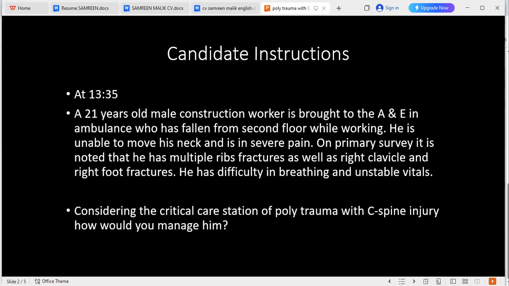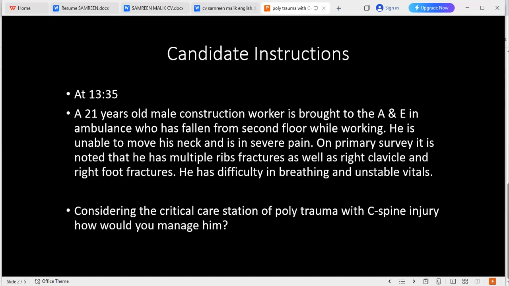Okay, now, if you have read and understood, considering it a critical care scenario, please tell me how would you manage this patient? I will manage the patient according to ATLS protocol. I will go for the ABCD approach. Firstly, I will go for cervical immobilization by sandbags and tape or a hard neck collar.